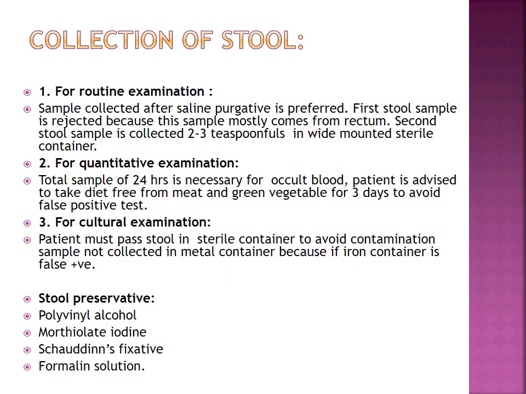Collection of stool for routine examination: usually the stool sample is collected whenever stool is passed, in a stool container, that is a container with a lid and a spoon attached to the lid. With that spoon you can collect the sample. For quantitative examination a 24 hour sample can be collected. In that, green vegetables are to be avoided because the occult blood test can come positive with green vegetables.